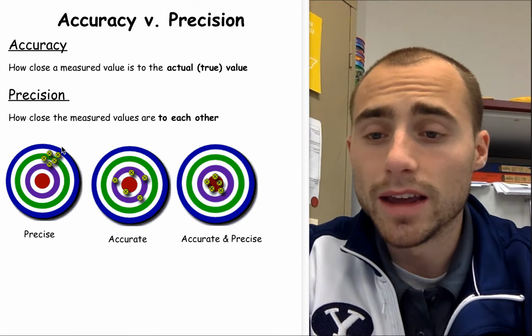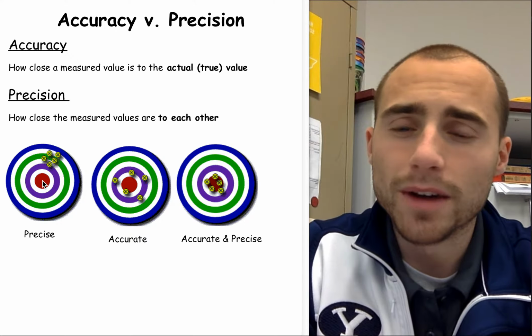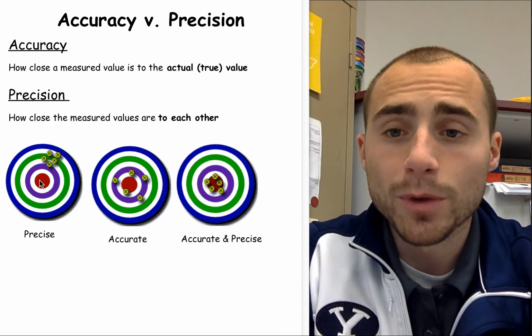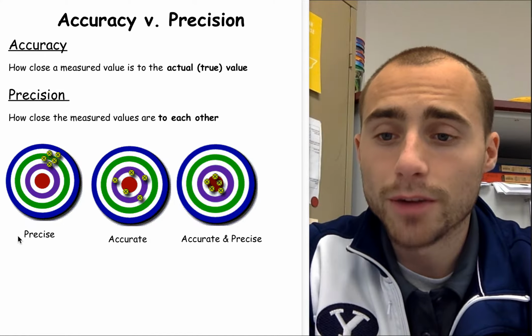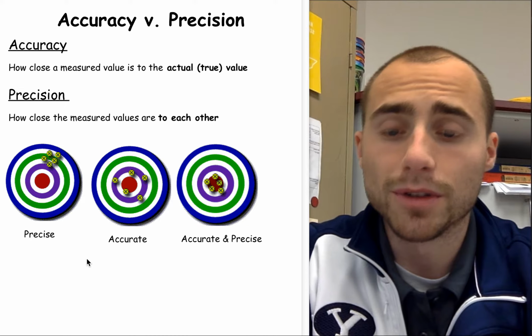For example, if we look at these three images that I have labeled for you, in our first one, our 5 marks are all exceptionally close to each other, but they're not very close to the bullseye. Because they are close to each other, they are precise. They're not accurate because they're not close to the bullseye, but they are precise.